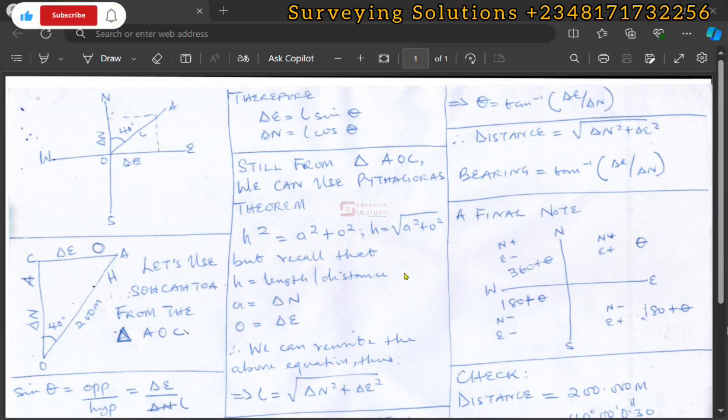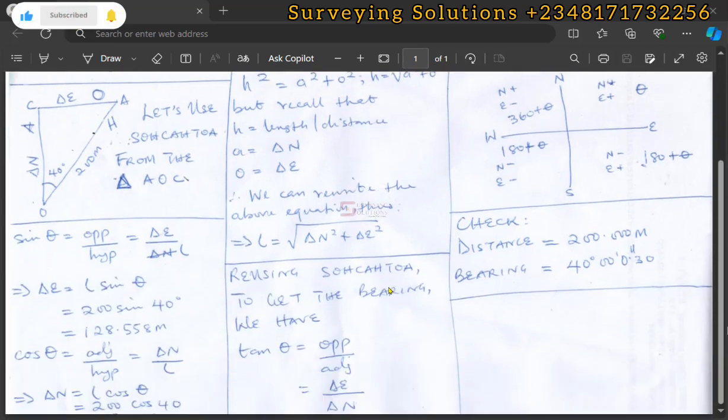Good. So that's the check. We are now using SOHCAHTOA to get the bearing, right? Good. If you look at the bearing, it deals with what? Your delta eastings and your delta northings, in terms of SOHCAHTOA, are your opposite and then the adjacent, respectively. So what is the relationship between opposite and adjacent? It is actually tan, right? Therefore, we are now going to say tan theta is equal to opposite over adjacent.